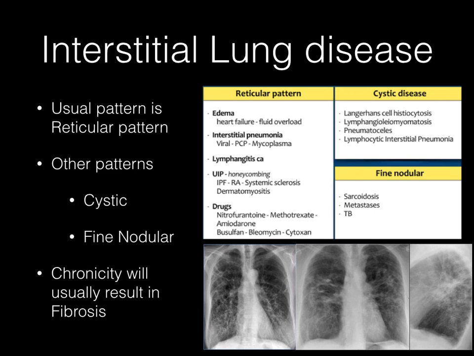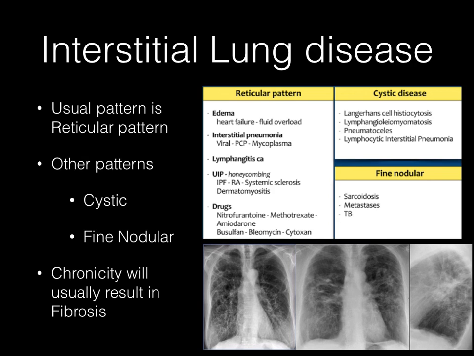The interstitial lung disease as such usually presents with a pattern of reticular infiltrates within the lung zones, and on occasions there may be other patterns such as cystic or fine nodular infiltrates. Chronicity of these lung infiltrates will usually result in fibrosis, and these fibrosis patterns again will be more dominant in the lower zones than the upper zones.